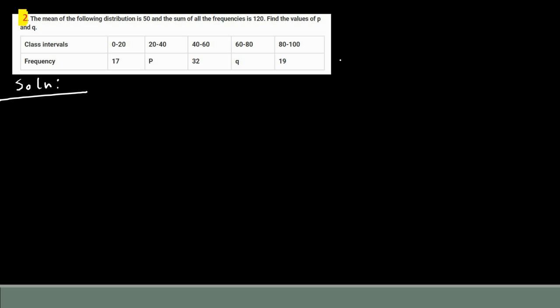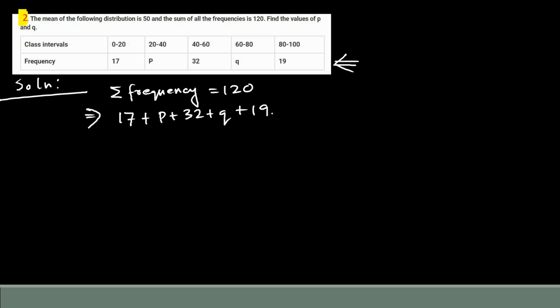So you see, sum of all the frequencies. This is the frequency row here. That is 17 plus p plus 32 plus q plus 19. That is the frequency basically. So when we add all the frequencies, 17 plus p plus 32 plus q plus 19, that is given as 120 in the problem, right? So summation of the frequency is given as 120. This means p plus q is 52.